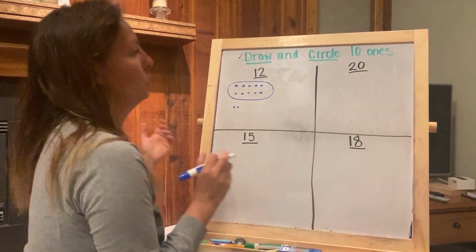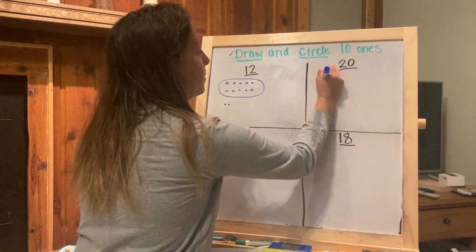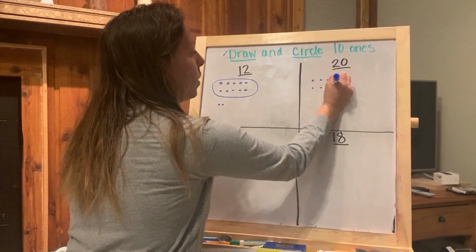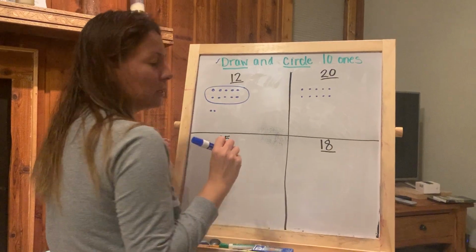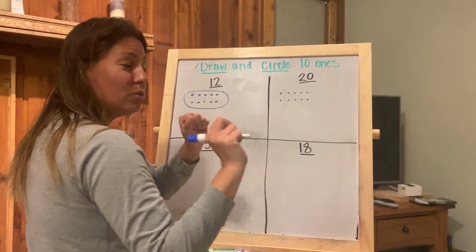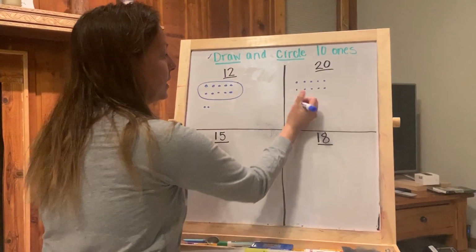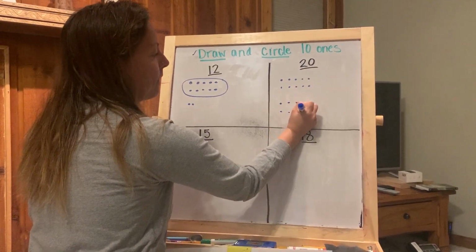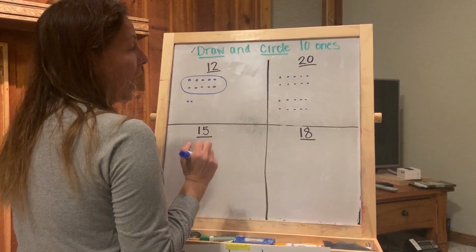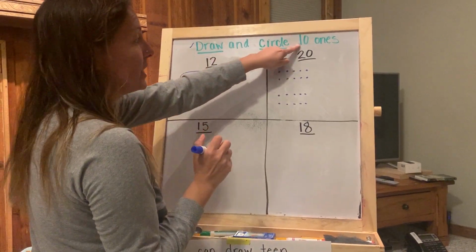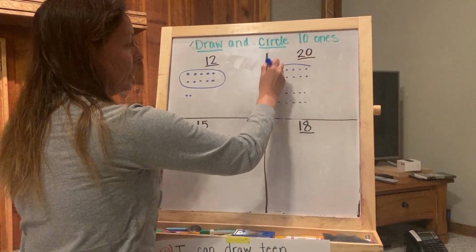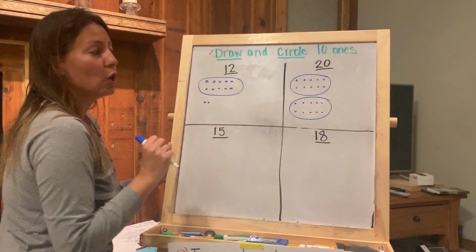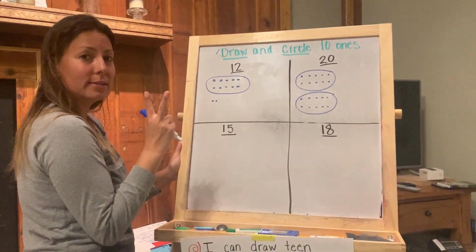Ooh, the number is 20. All right, I'm going to make my number 20. I know 20, when I do the pushing 10 game, is going to be 2 sets of 10. So I have 1 set of 10, 2 sets of 10. I like this one because we have to circle our 10 ones, and guess what? In this, there are 2 sets of 10. So you should have circled twice.